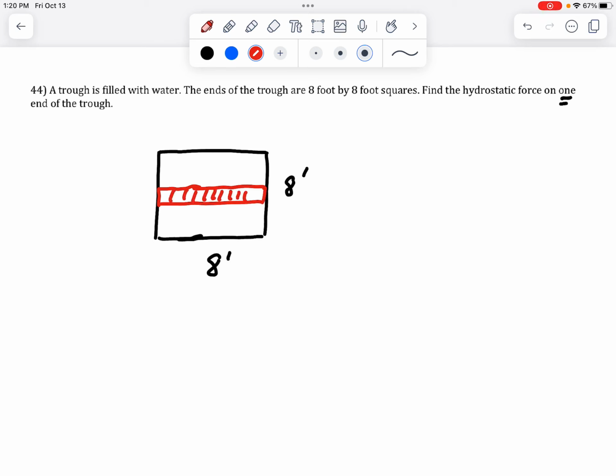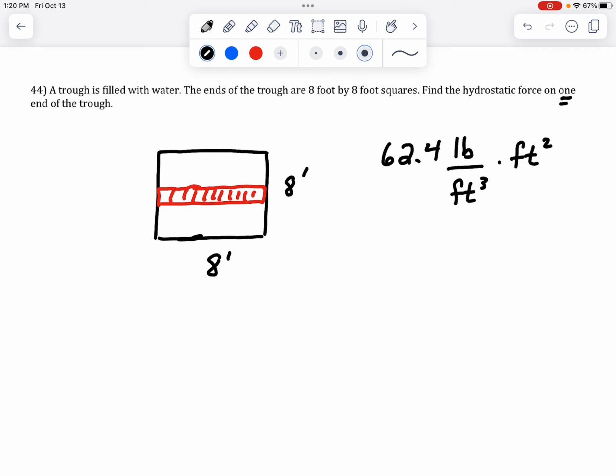So there's the little rectangle. And then use the idea that there's 62.4 pounds of force for every cubic foot when you're talking about fresh water. So if we find the area of the rectangle and multiply by the 62.4, the square feet would be left with pounds per foot. So the first thing to do is find out what's the area of this rectangle.